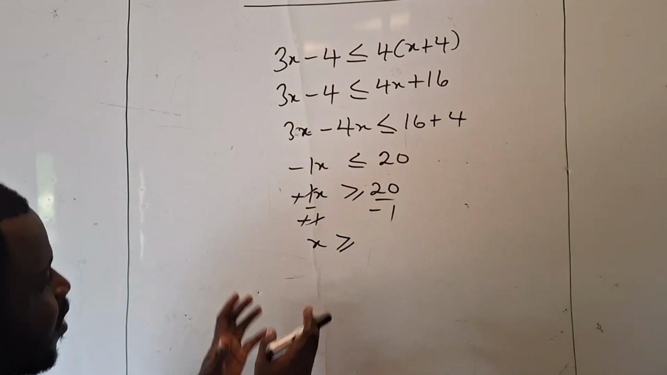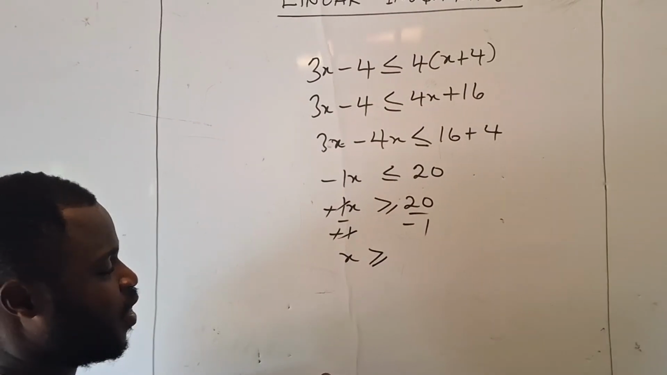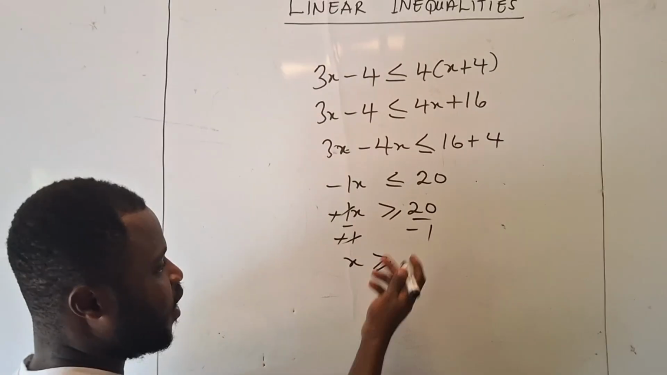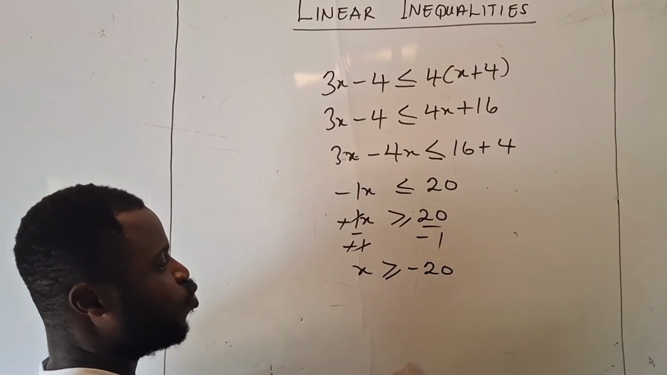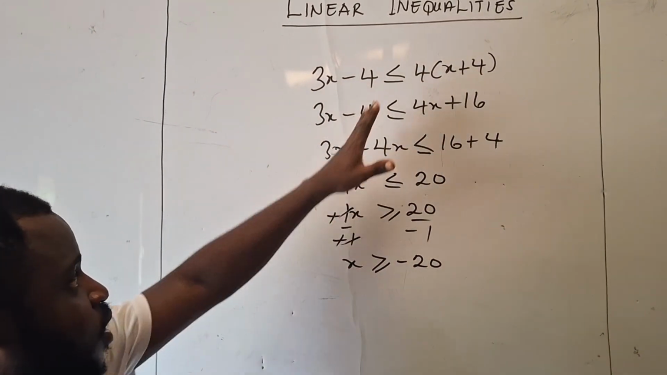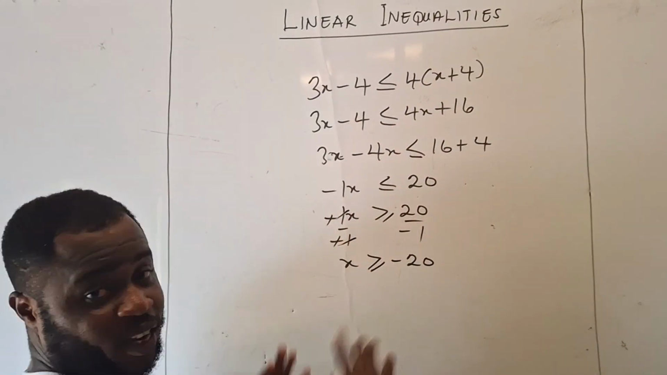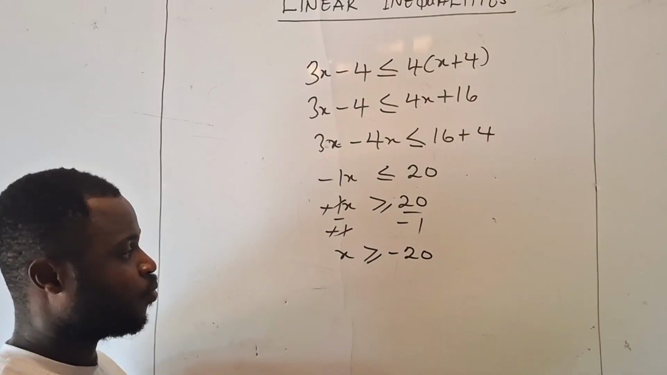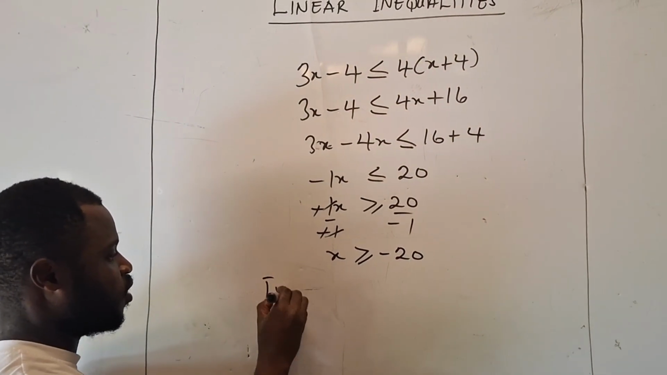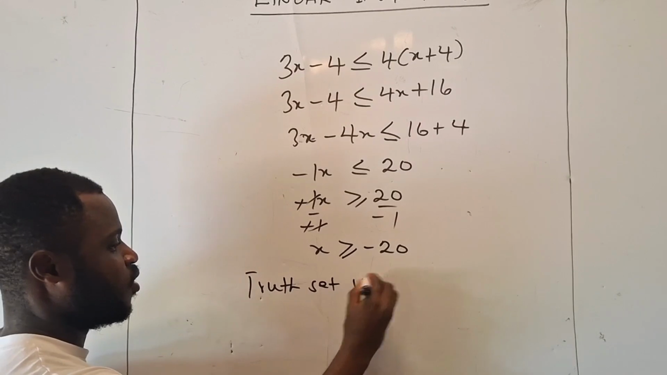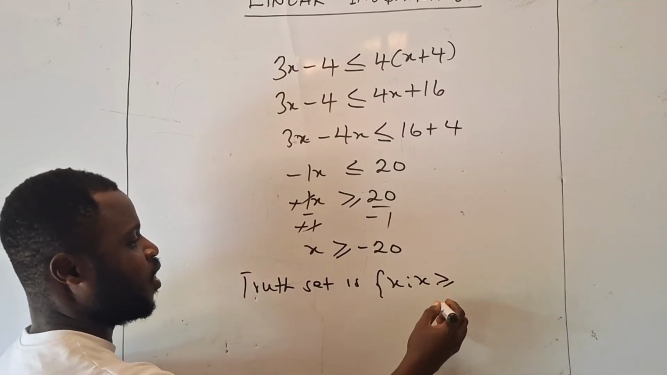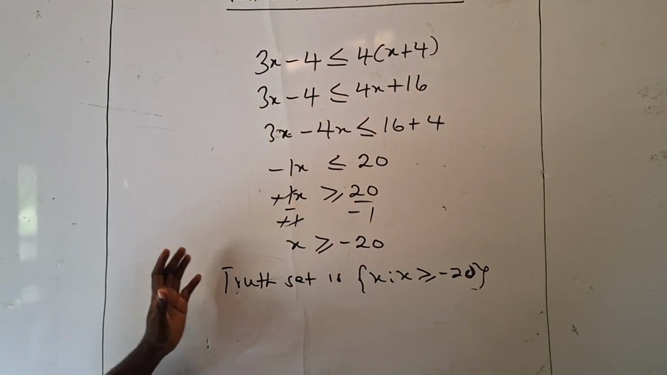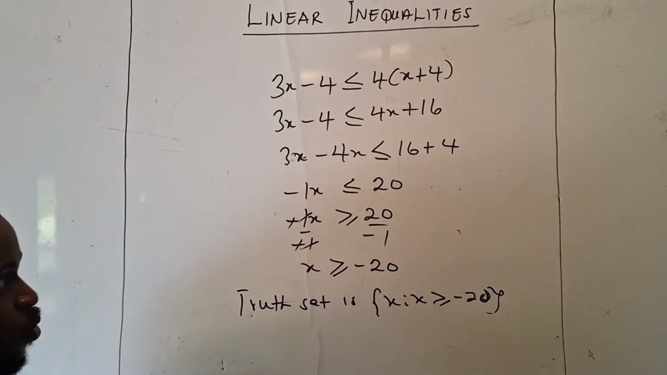Yes, so this is how it is done. Just change the sign to the opposite sign when you see that the coefficient has become negative, then you divide. 20 divided by negative 1 is negative 20. So because of the negative that came here, the sign has changed. If you master this, you can solve any inequality question. Since it is truth set, the truth set is now x such that x is greater than or equal to negative 20. So this is how we solve this. Take note of this once and for all and you'll be good to go.